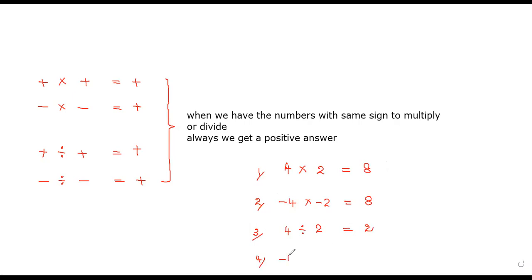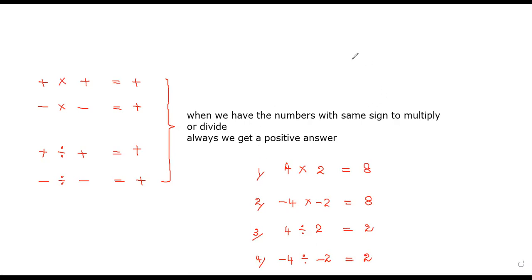And negative 4 divided by negative 2 is positive 2. Can you understand that when you multiply or divide with the same sign, positive or negative, you always get a positive answer? 4 times 2 is 8, or 4 divided by 2 is 2. That is the arithmetic portion, and this is how you get the sign.